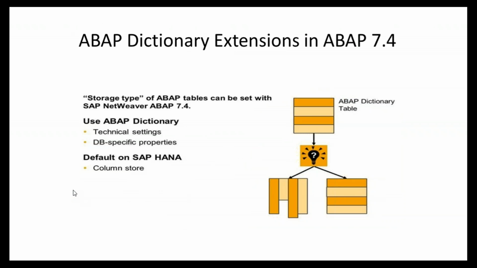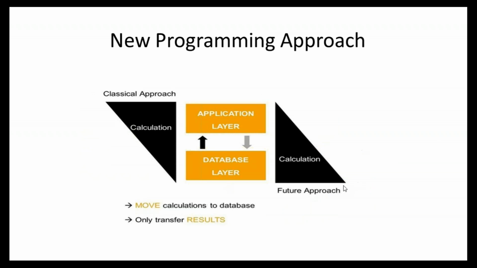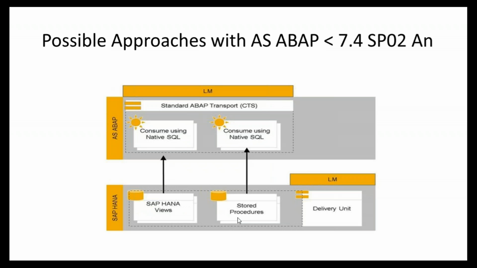So we have ABAP dictionary extension in ABAP 7.4. We have the column-based and row-based storage of data for tables, and we already know this. Move calculations to the database instead of keeping them in the application server.